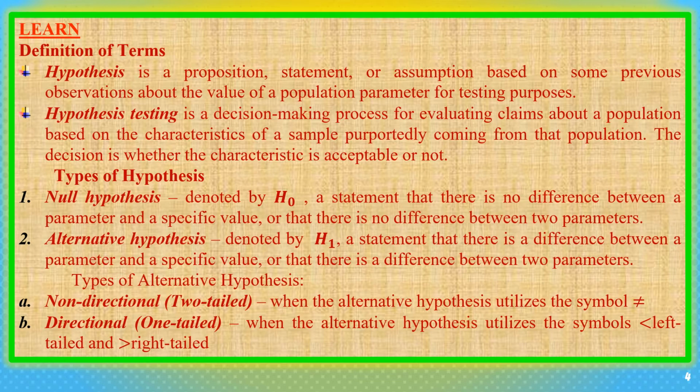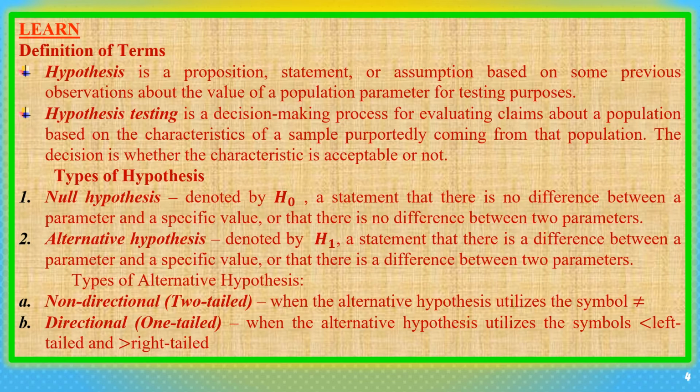We have types of hypothesis: the null hypothesis, denoted by H sub 0, a statement that there is no difference between a parameter and a specific value, or that there is no difference between two parameters. Alternative hypothesis, denoted by H sub 1, is a statement that there is a difference between a parameter and a specific value, or that there is a difference between two parameters.